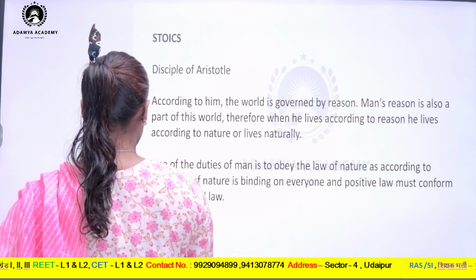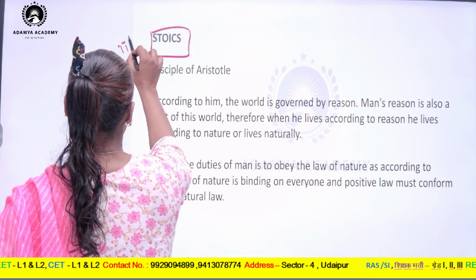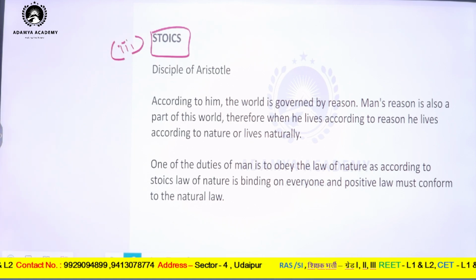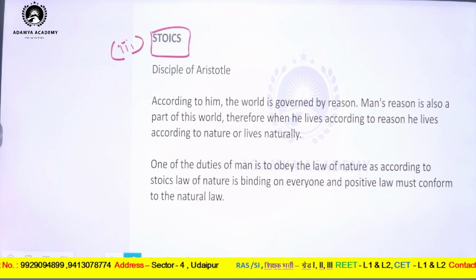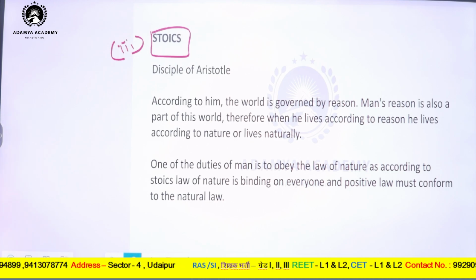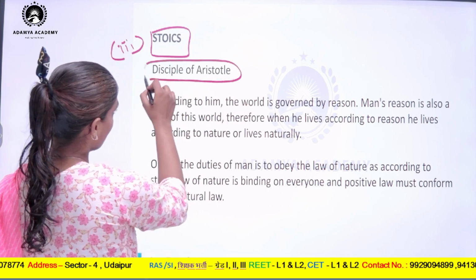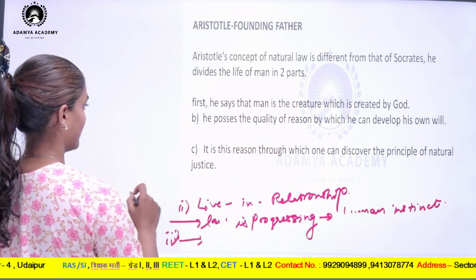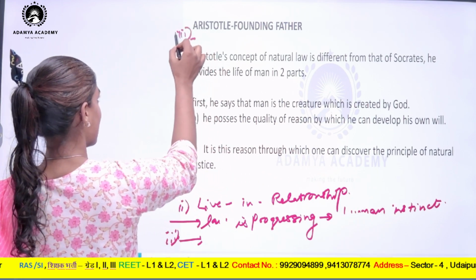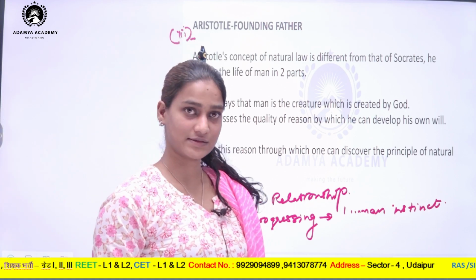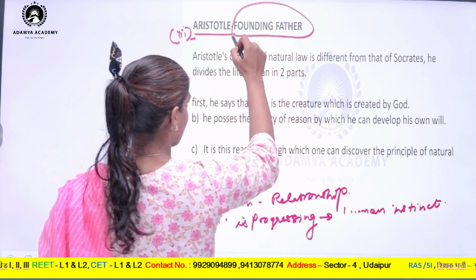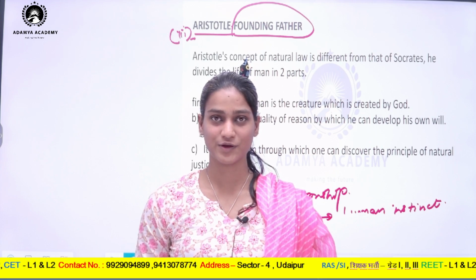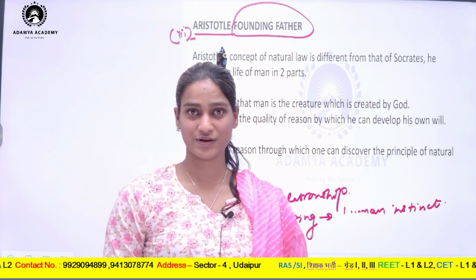Then the third philosopher which we'll be studying is Stoics. You might have heard the name of Stoics. He was a disciple of Aristotle. Next philosopher is Aristotle, and Stoics is the disciple of Aristotle. Aristotle is the founding father. Which school are we studying now? Natural school or model school or universal school? So the founding father of natural school is Aristotle.